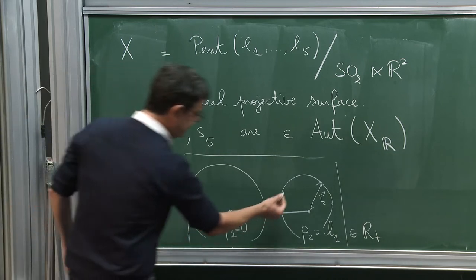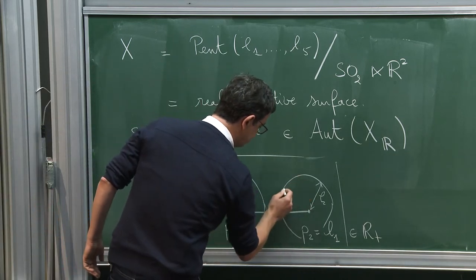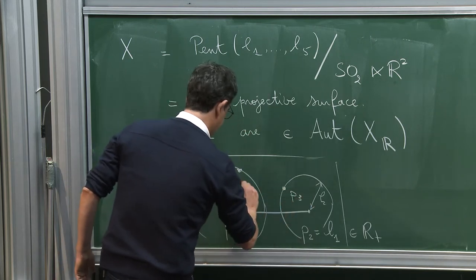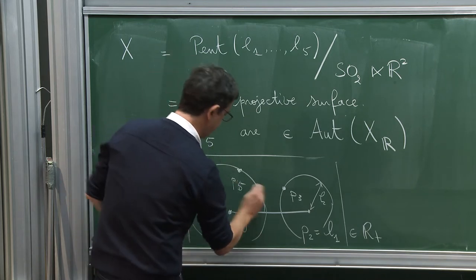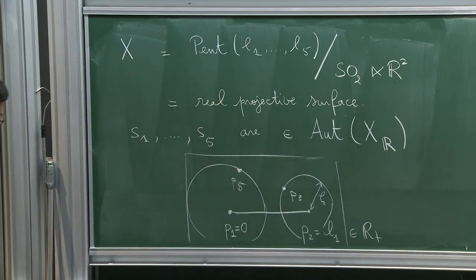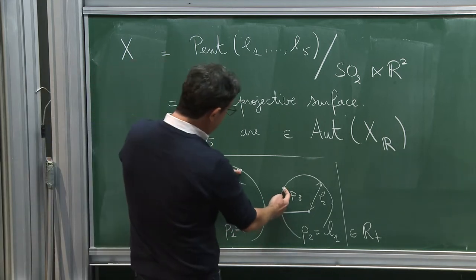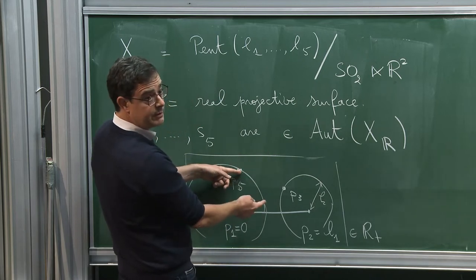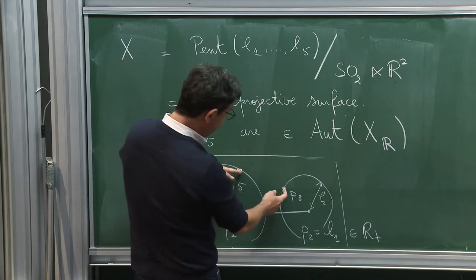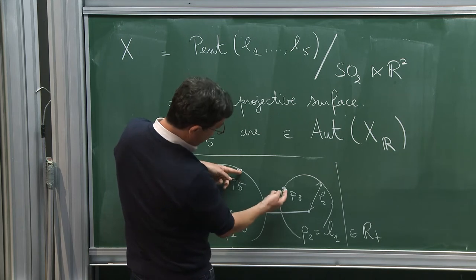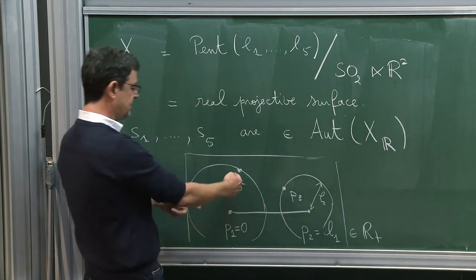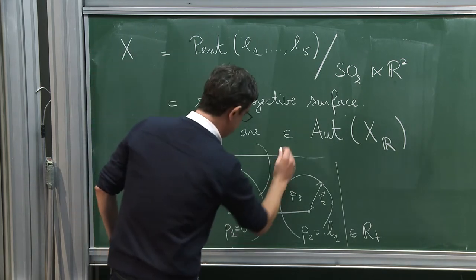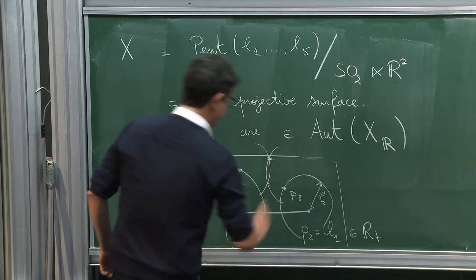Okay, and they can move freely on these circles, but if you fix P3 and P5, so you have two parameters since you have two circles, then now the point P4 is uniquely determined up to the involution S4, because it must be at the intersection between the circle centered at P3 and of radius L3 and the corresponding circle centered at P5. And okay? So you have two circles and P4 is here.